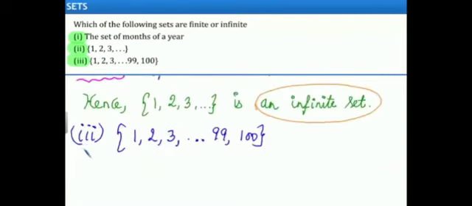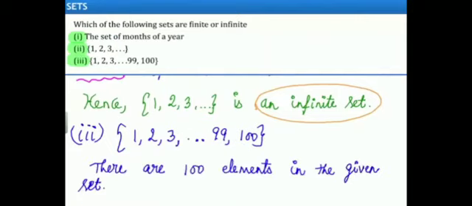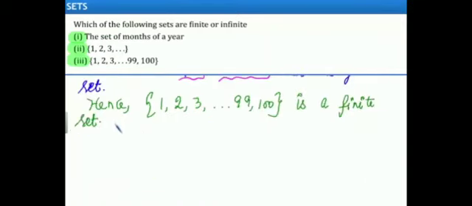Now move on to question number 3. 1, 2, 3 up to 100. So obviously this is a countable set. There are exactly 100 elements in the given set. Hence the given set is a finite set. I hope you understand the concept of finite or infinite set.